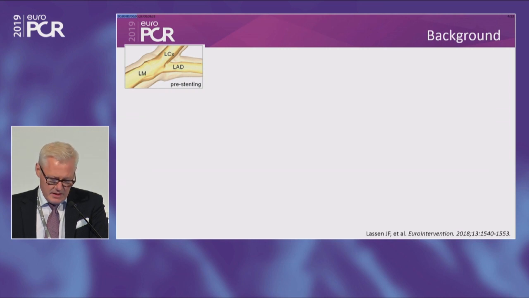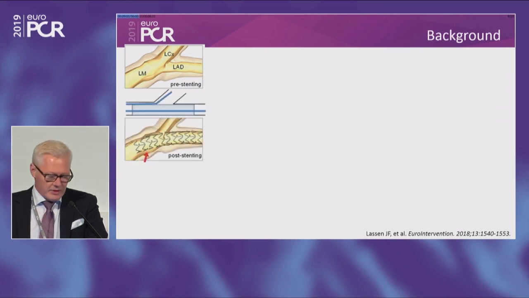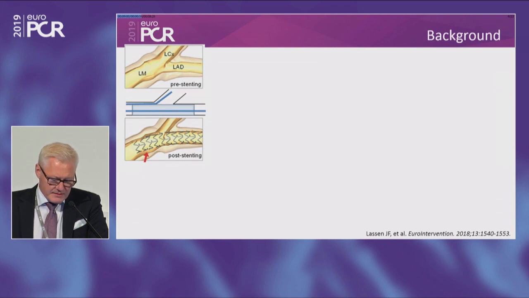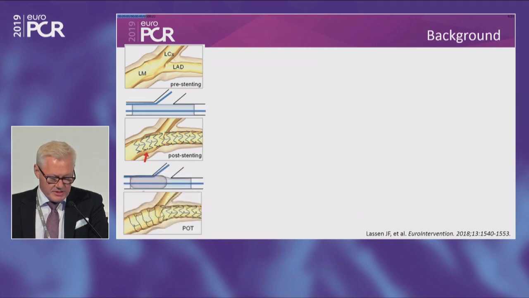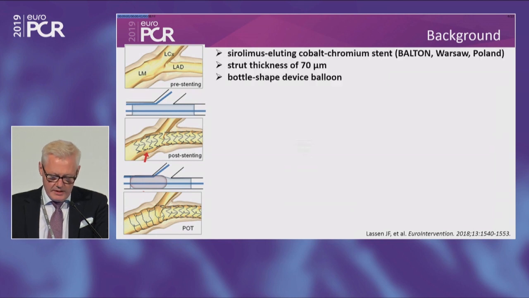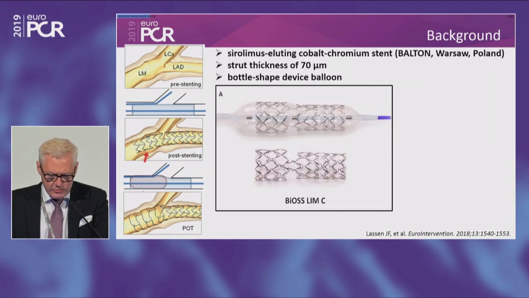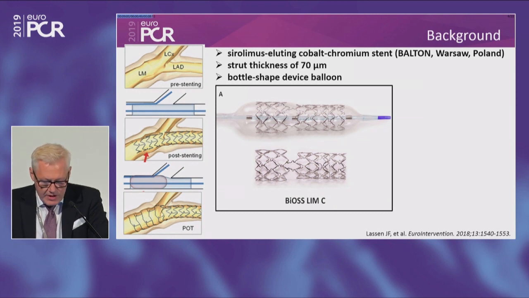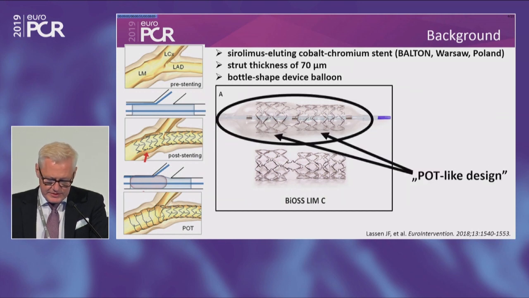And it was mentioned by Robert that the strategy, if you use regular stents, is to implant the stent sized according to the distal main vessel diameter, which has to be followed immediately by the proximal optimization technique. The device which we are talking about today is a sirolimus-eluting cobalt chromium stent with a strut thickness of 70 microns, which has a special design, the POT-like design. The stent has two different parts connected with two connectors and mounted on a balloon.